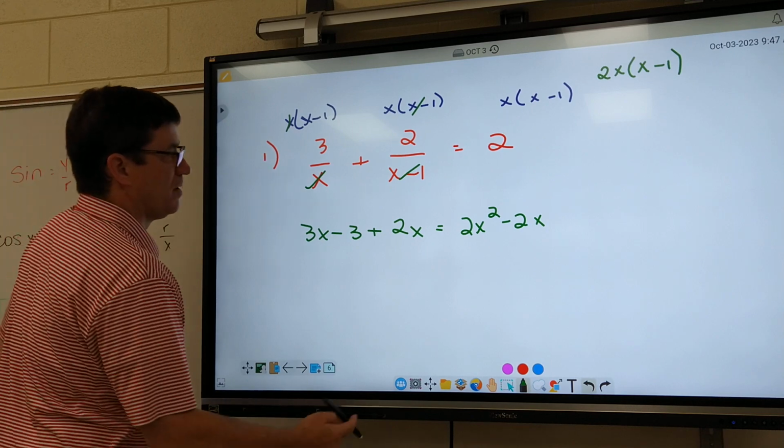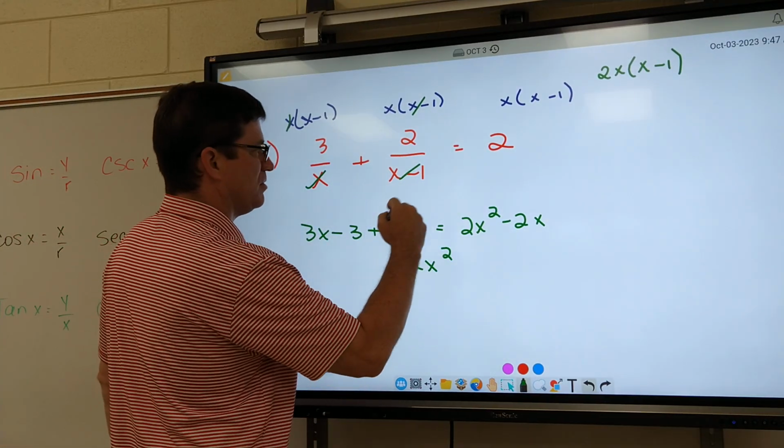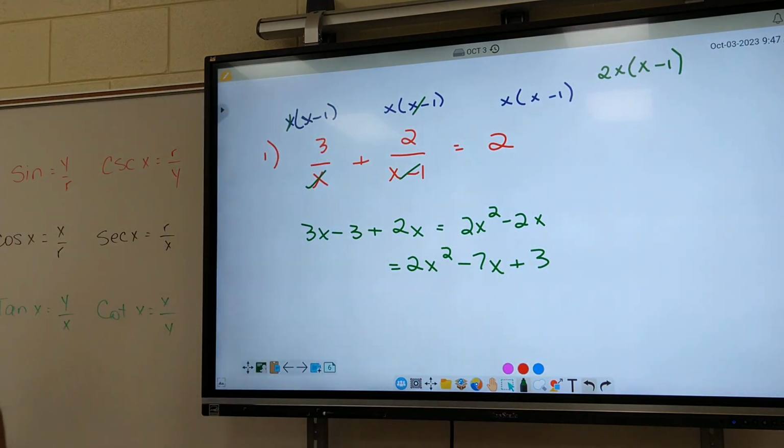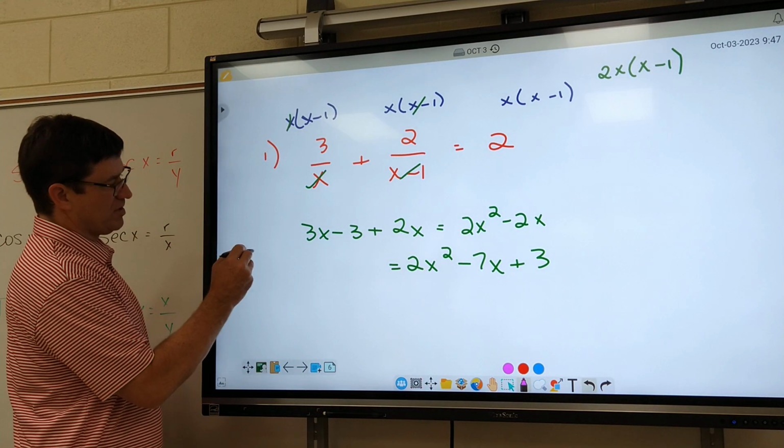Sorry, Cash. All right, I'm going to start moving stuff over. So I got 2x squared minus 7x plus 3. Somebody check me on that, make sure that's right. Now let's do quadratic form.